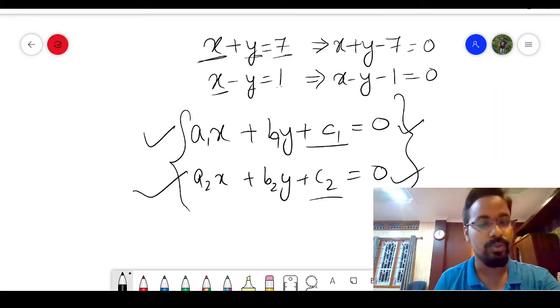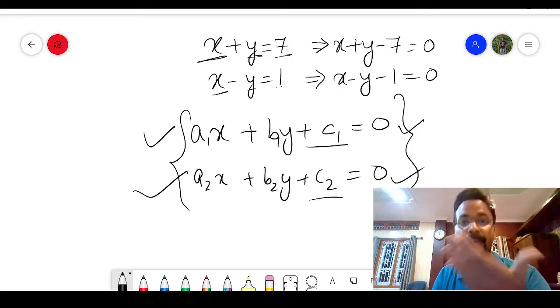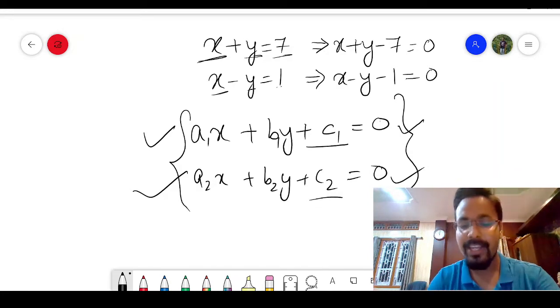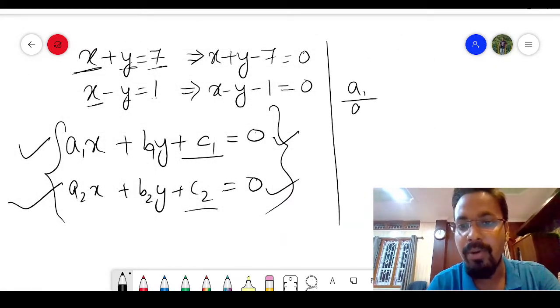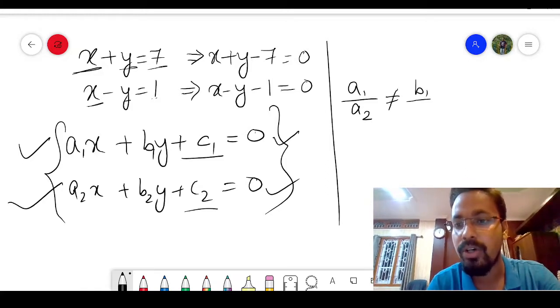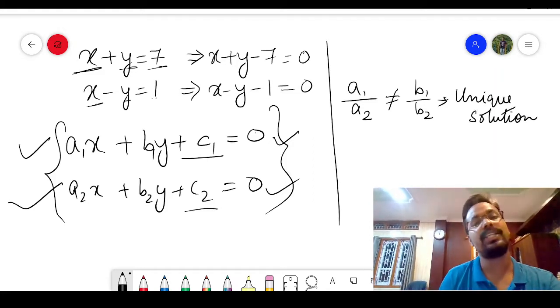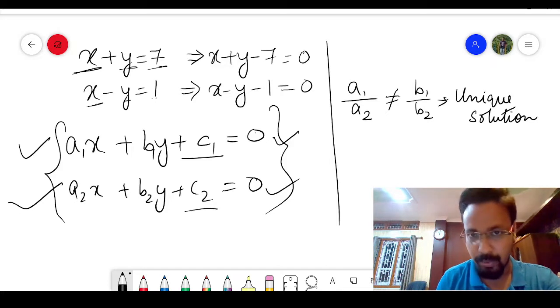Now what are the conditions? We have three different conditions, and based upon those conditions we can understand whether this given pair of linear equations in two variables will have how many solutions. Okay, so what are the conditions? Let us look into the conditions first. If the ratio of a1 by a2 is not equal to the ratio of b1 by b2, then it will have unique solution. Unique solution means only one pair of solution, just like we have seen in the previous case. 4 comma 3, 4 and 3 were the solutions for x and y. There were no other values that would be the solution for the given pair of equations.